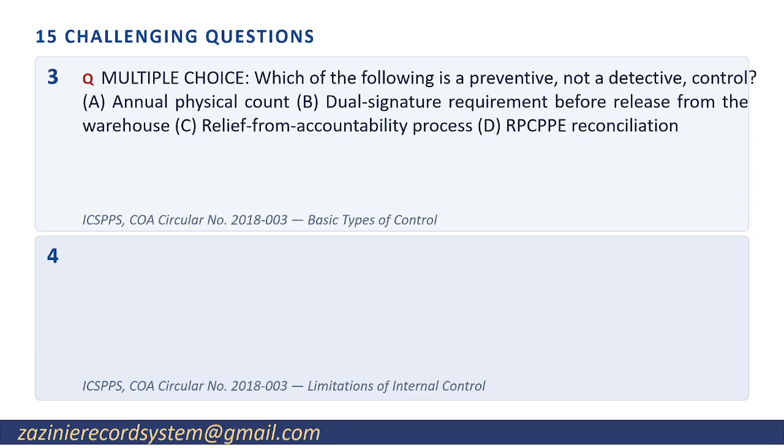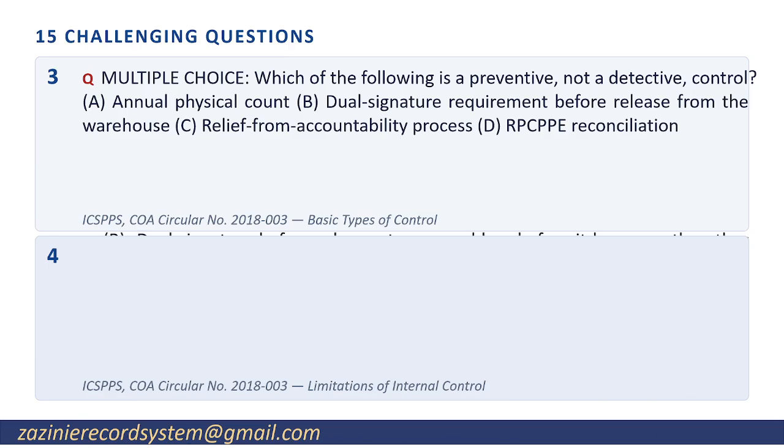15 challenging questions. Number 3. Multiple choice. Which of the following is a preventive, not a detective, control? A. Annual physical count. B. Dual signature requirement before release from the warehouse. C. Relief from accountability process. D. RPCPPE reconciliation.